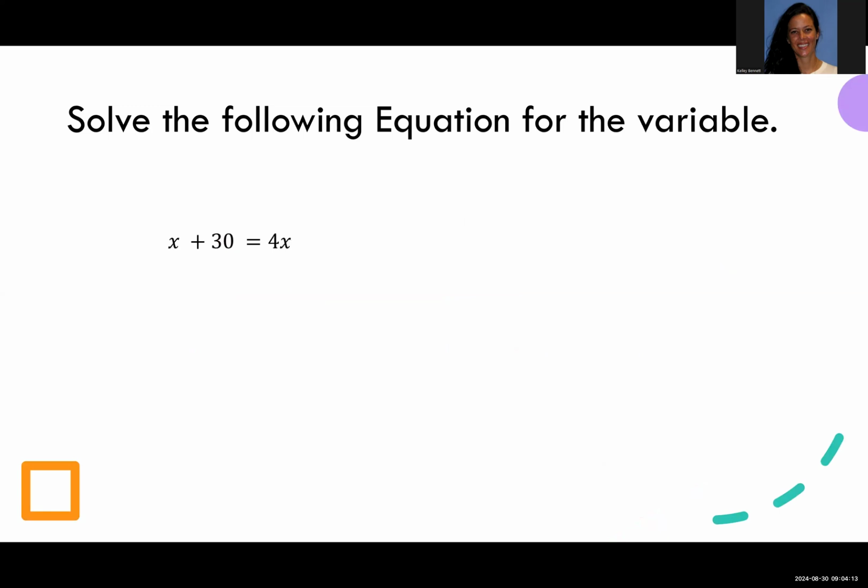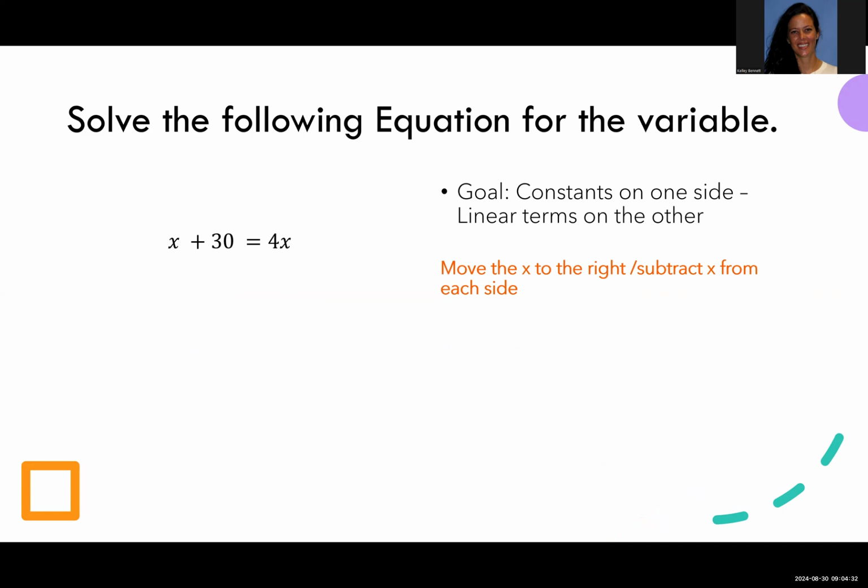Here's another example, x plus 30 equals 4x. So what's different and new this time is that we have an x, or the variable, on each side of the equality. So I'm still going to have the same goal of getting constants on one side and linear terms on the other. I'm going to go about it a little bit differently. I'm going to move an x this time. So I want to get the x's together. I'm going to move the x from the left over to the right. You could have moved the 4x over, that's fine.